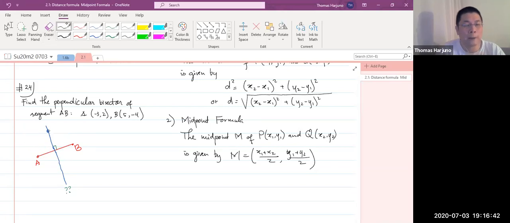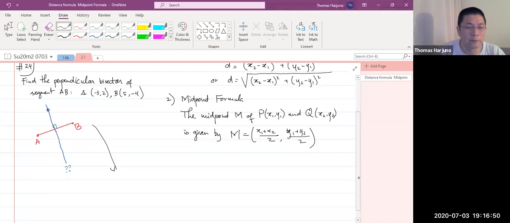Now, how to do that? The first method that relates to what we learned in this section is this: because any point on that blue line has the same distance to A and to B, let the coordinate (x, y) be any point on the perpendicular bisector.